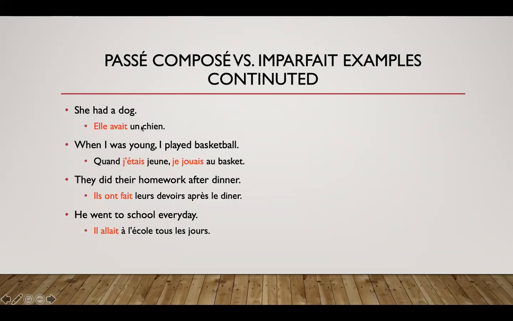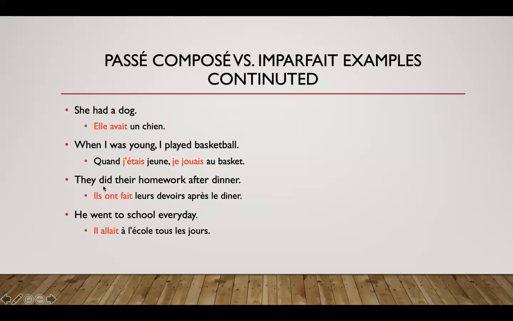The next example is "she had a dog." Elle avait une chienne, and this is just describing a condition. That's why you would be using the imparfait. The next example is "when I was young, I played basketball." Again, you have two different conjugations, and you can see that they are both using the imparfait. Whenever you're describing something like when you were young, when you were little, you're going to use the imparfait. So quand j'étais jeune, and the second part, j'ai joué au basket. It hasn't been indicated that this action has been completed, so that's why you're going to be using the imparfait.